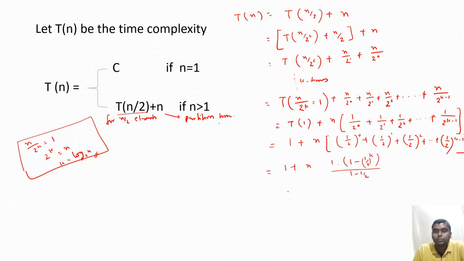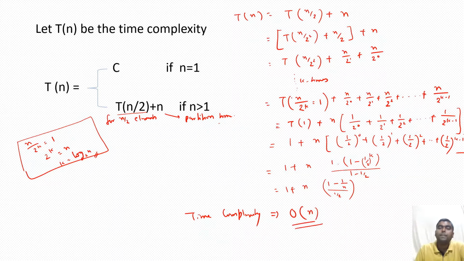Okay. So ultimately this leads to 1 plus n. And this 1 minus 1 upon 2 raised to the power k is going to be n, 1 minus 1 upon n, and divided by half. So in this way we can say the time complexity is what? The major term is n only. Time complexity is going to be order of n.